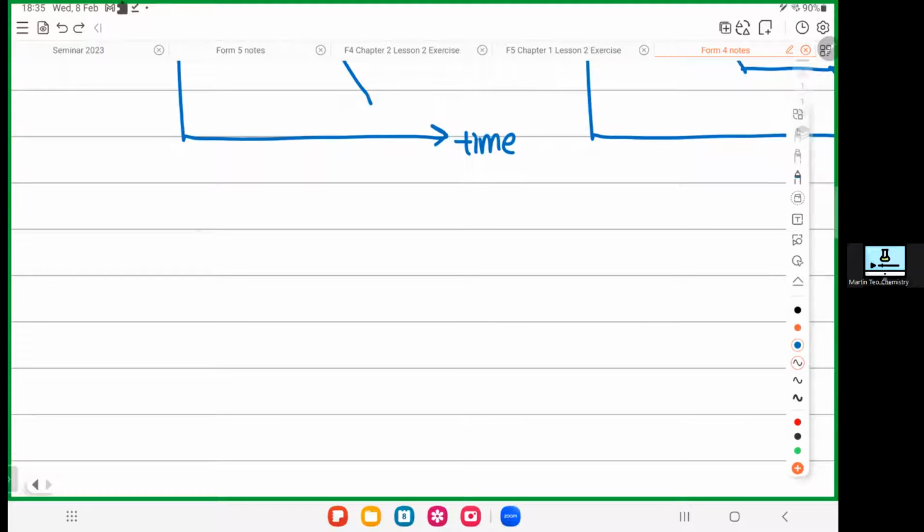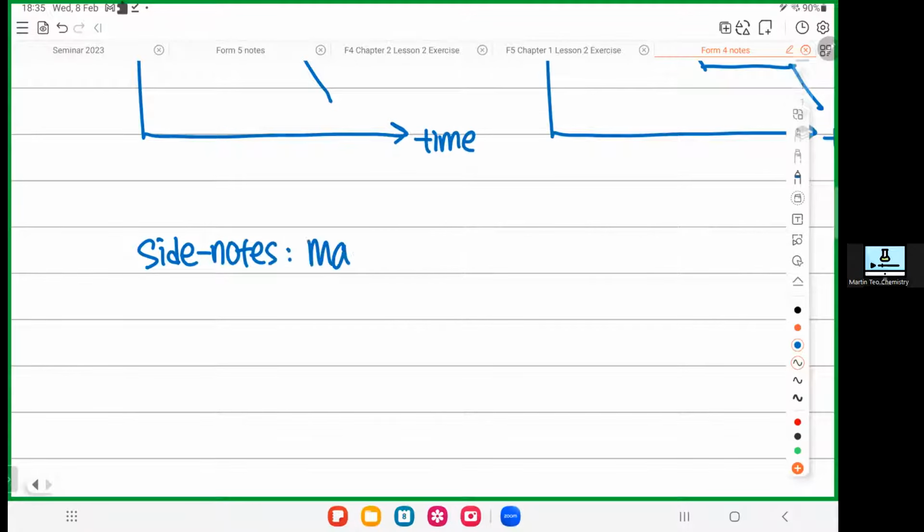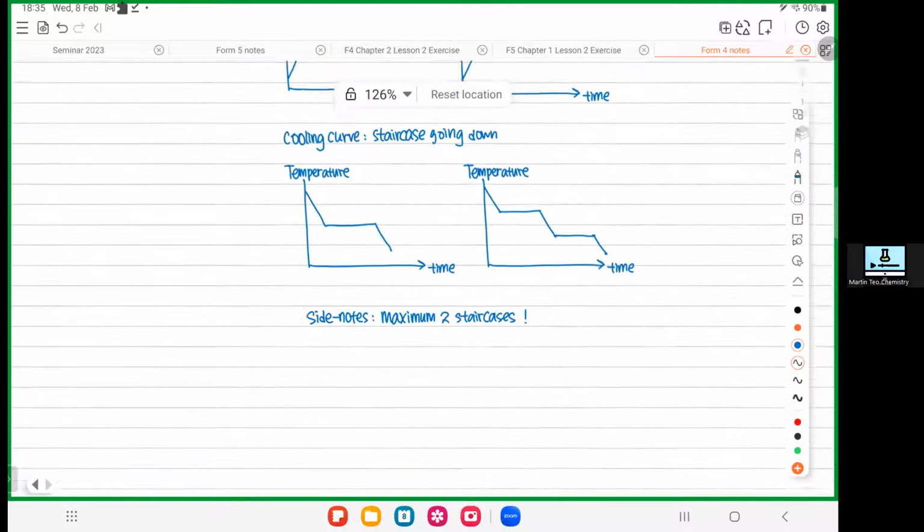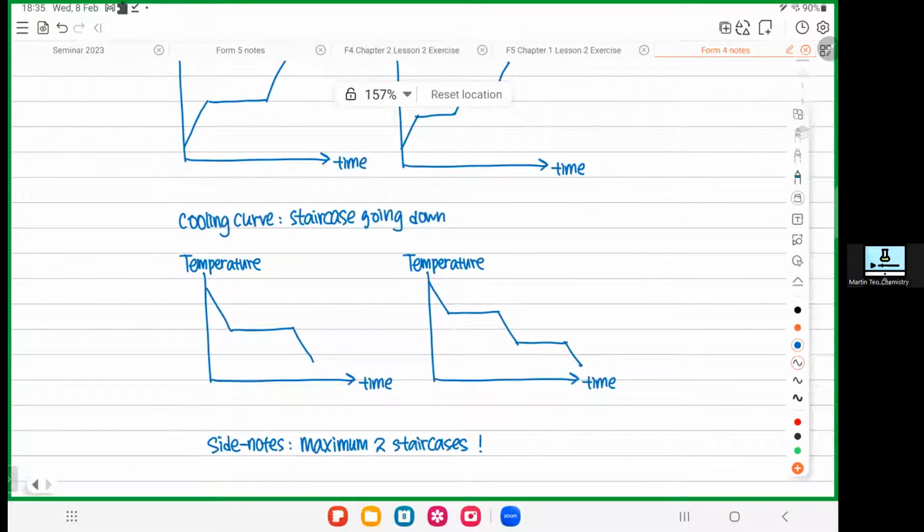All right, this is a side note, a short tip for you all. You only have maximum two staircases. Cannot go more than that. Up to this point, is it okay?